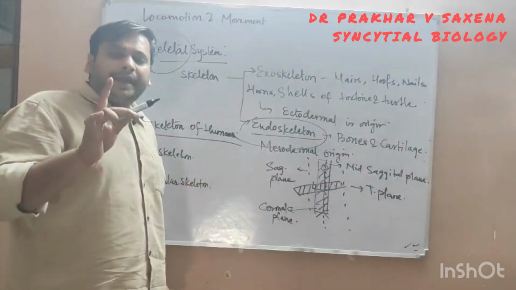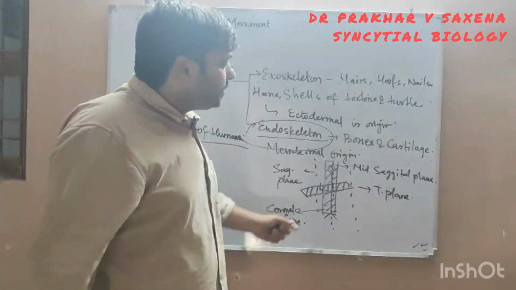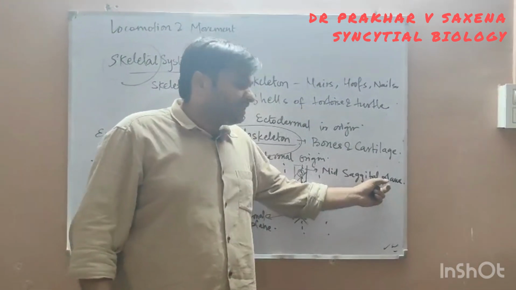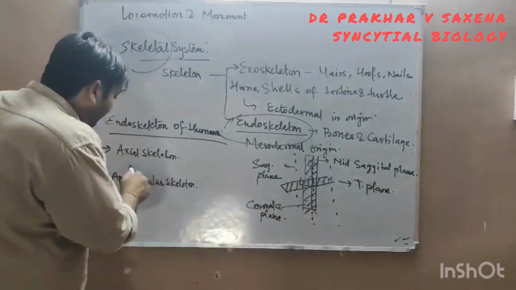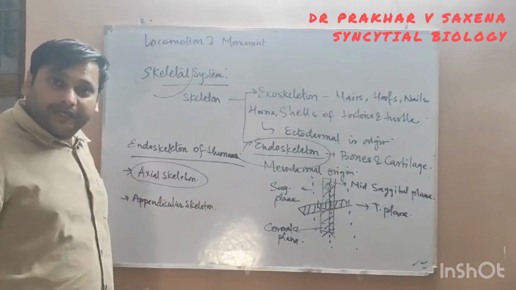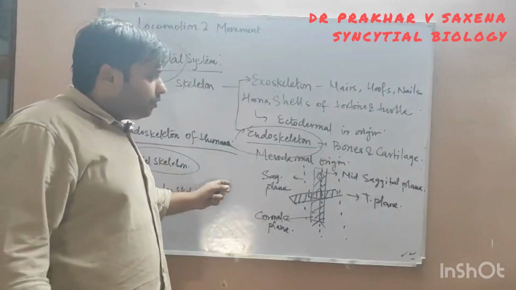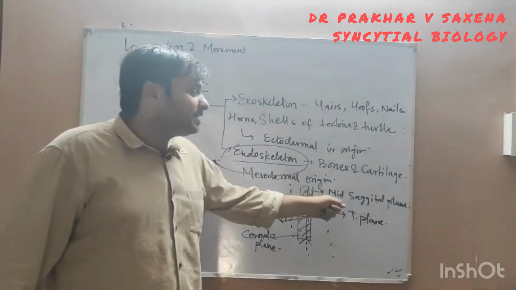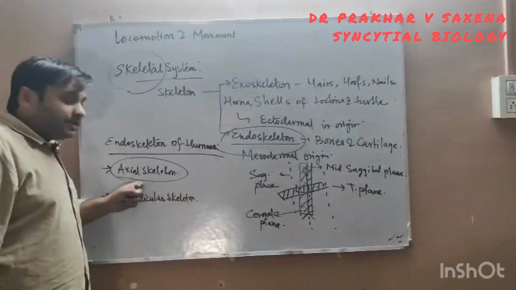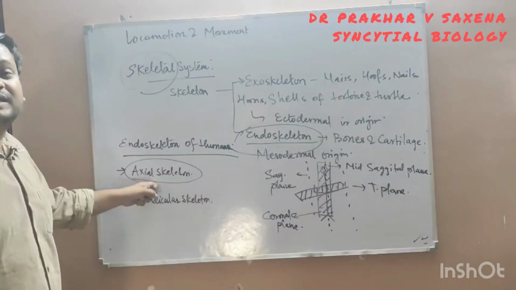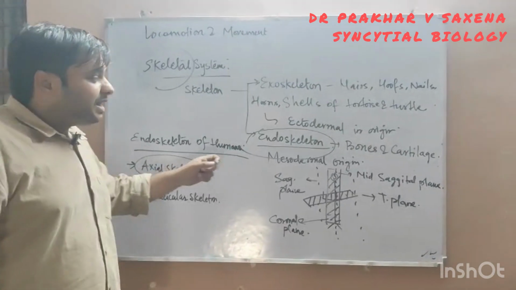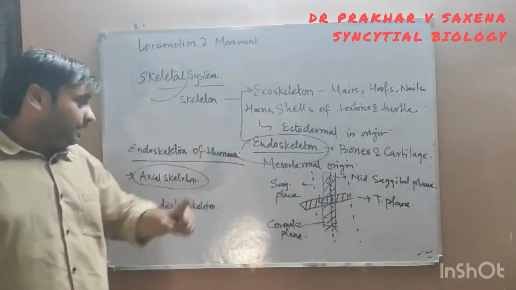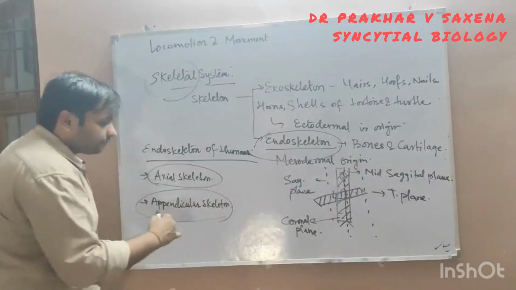See, any bone which is directly situated on the mid-sagittal plane or is in direct relation with the mid-sagittal plane comes under the axial skeleton. Okay, this is the concept. Any bone which lies on the mid-sagittal plane or is in direct relationship to it will come under what skeleton? Axial skeleton. And any bone which lies far from this mid-sagittal plane and is not directly associated with it comes under the appendicular skeleton, right?